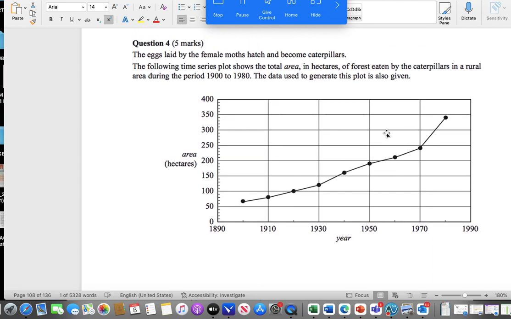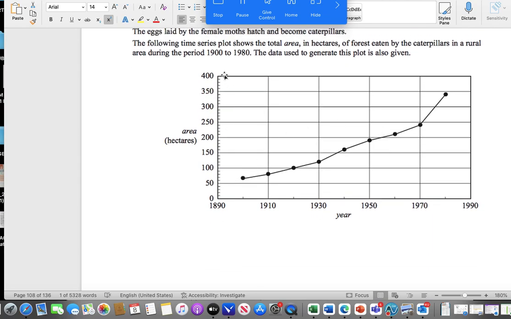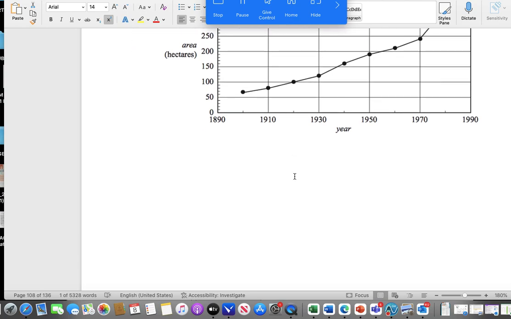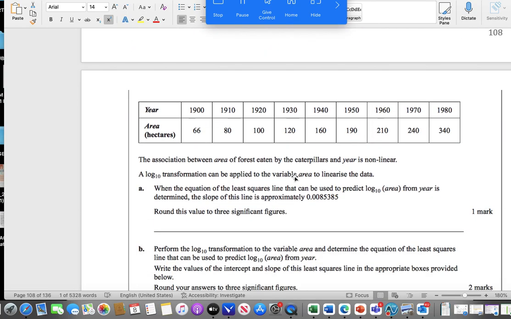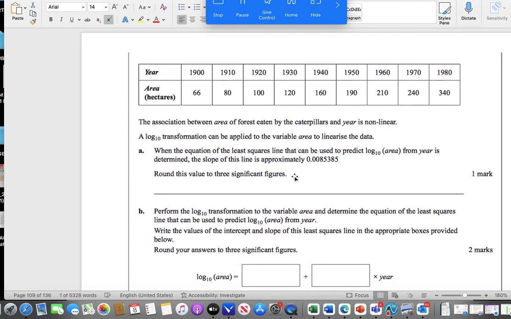Okay, so what happens, this is actually what we're going to move on to next week in chapter 5. We're going to look at time series, but in a sense they are a scatter plot as well. So you can see this is a little bit of a combination in the exam where they're using both, but we can do these questions.